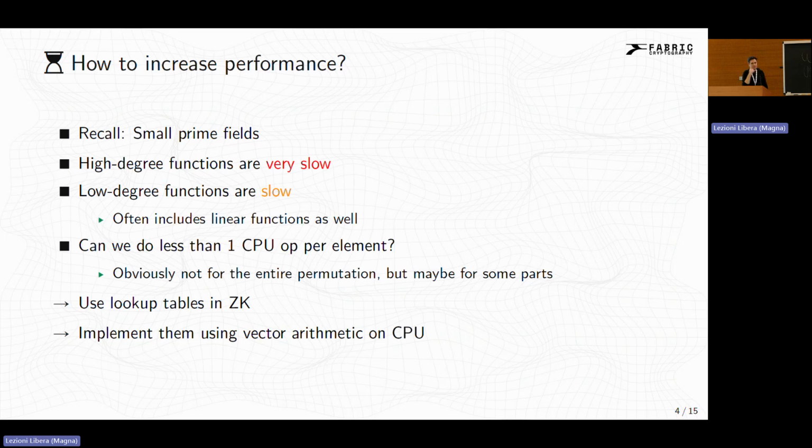And the second ingredient we need for this is something called the lookup argument in these ZK protocols. On the next slide, I will very briefly talk about how the lookup argument actually works and what it does. So this will also help us to achieve this goal. And yeah, finally, we can also use some vector arithmetic, which is nice.